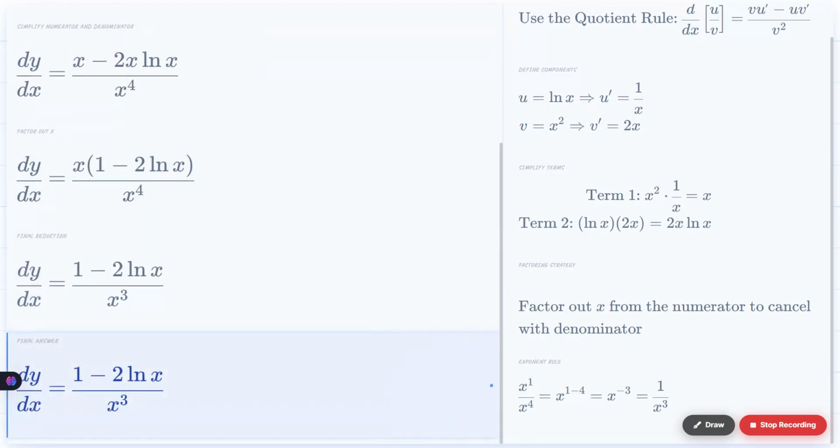We write the final result as 1 minus 2 times natural log of x divided by x cubed. We do this to show the completed math problem. This is the final derivative of our original function.